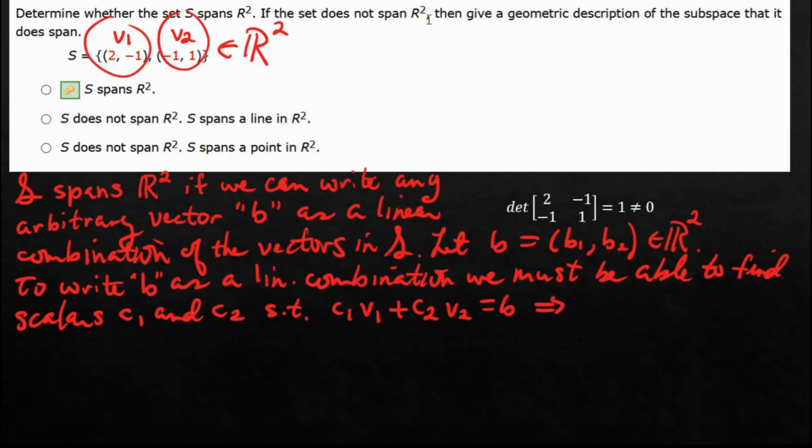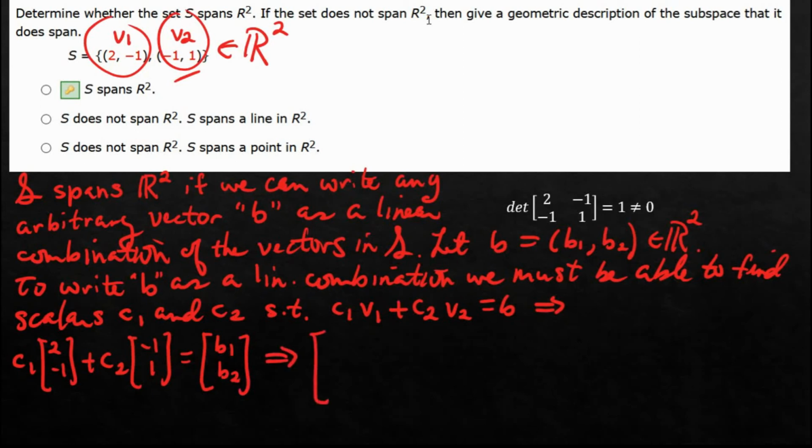Now, this looks like C sub 1 times V sub 1, where V sub 1 is 2, negative 1, plus C sub 2 times V sub 2, where V sub 2 is negative 1, 1. That's equal to this arbitrary vector B1, B2. Now, for the matrix, that looks like 2, negative 1, negative 1, 1, and then B sub 1 and B sub 2. It is difficult to solve this because we don't know what B1 and B2 are, because they're arbitrary.